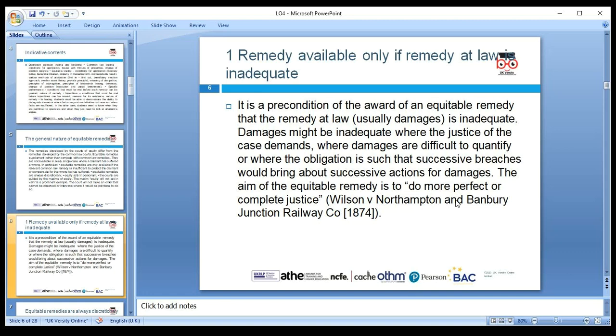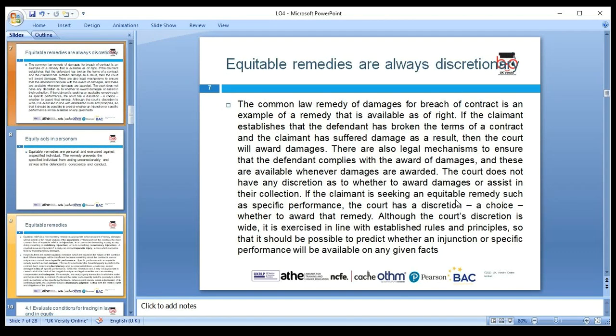Any question? No, that's fine. Second, equitable remedies are always discretionary, which we discussed. The common law remedy of damages for breach of contract is an example of a remedy available as of right. If the claimant establishes that the defendant has broken a term of the contract and the claimant has suffered damage as a result, then the court will award damages. There are also legal mechanisms to ensure the defendant complies with the award of damages, and these are available whenever damages are awarded. The court does not have any discretion whatsoever to avoid awarding damages, and assists in their collection.